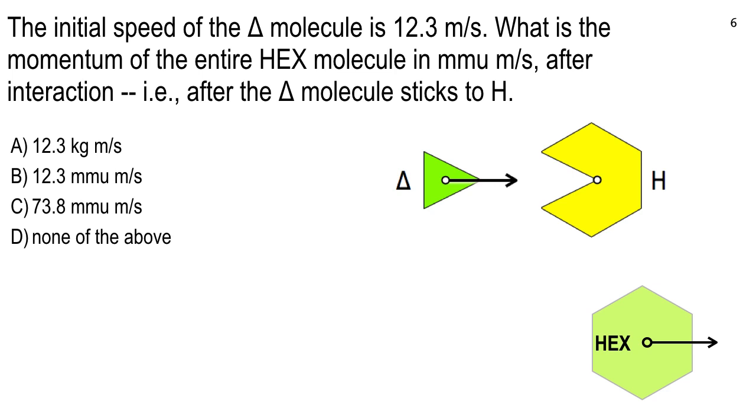B is right. Why is B correct? I'm sorry for misleading everybody about that. I clicked the wrong number. B is correct, 12.3 molecular mass unit meters per second.